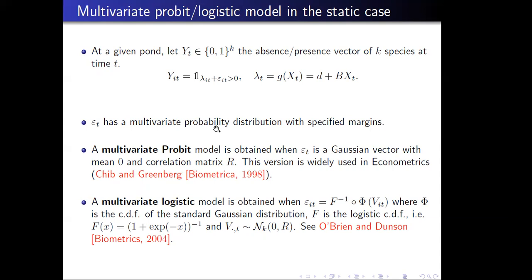This is a version which is widely used in econometrics. And the second one, which is also used, is called the multivariate logistic. Here you can start with a Gaussian random vector, but we want to have marginally a logistic regression. So what we do, we take for each component the CDF of the standard Gaussian, and maybe there is a transformation that I forgot. But the idea is to go back to a uniform distribution, and then to take the inverse of the CDF of the logistic in order to have a logistic margin. But the first one, the probit model, is already satisfying and is widely studied.